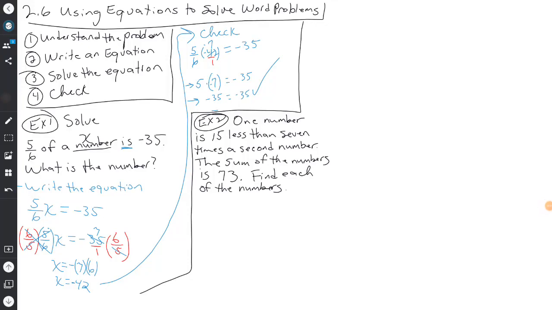So in this example, one number is 15 less than 7 times the second number. The sum of the numbers is 73. And we want to find each of the numbers. So let's look at the first number. One number is 15 less than 7 times the second number.